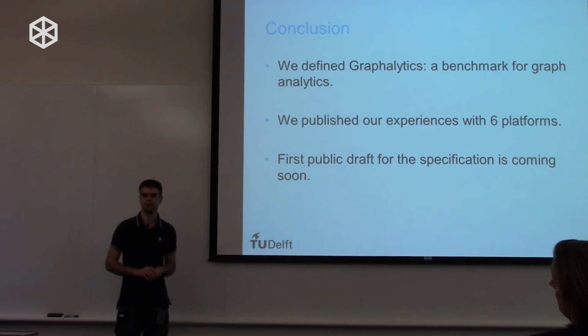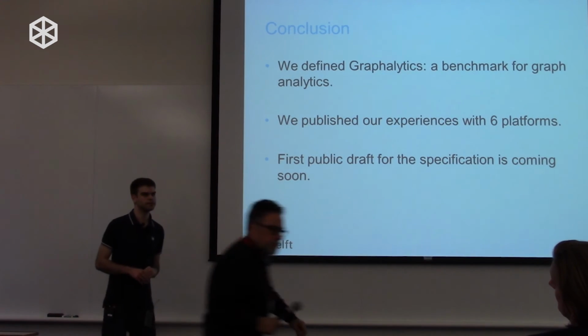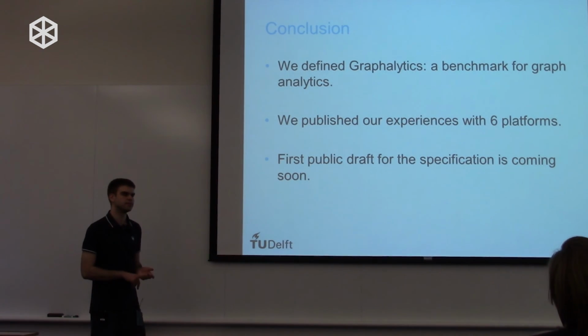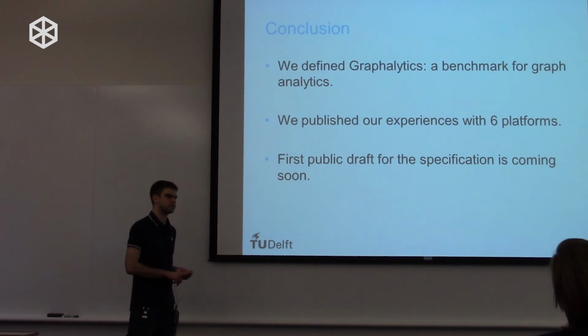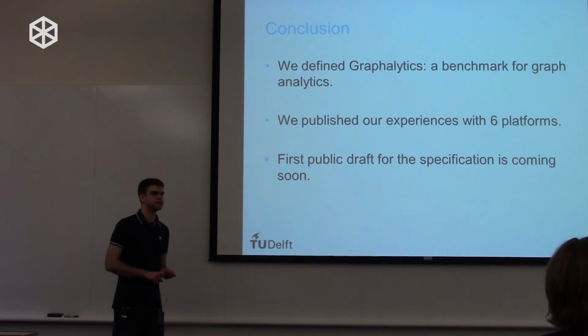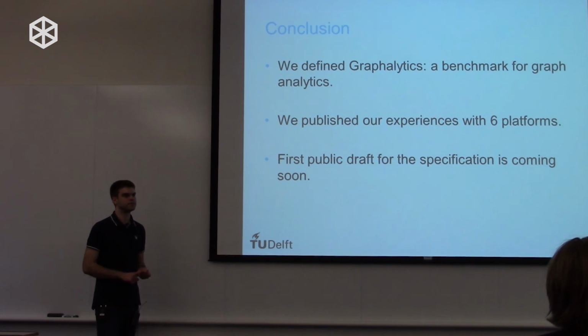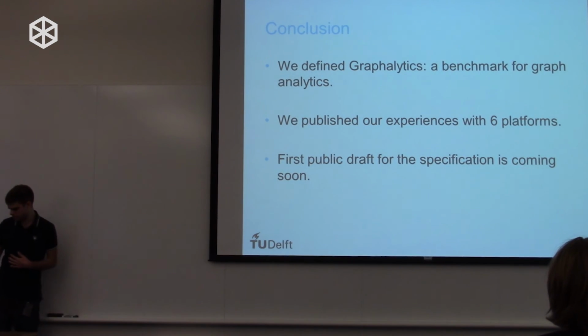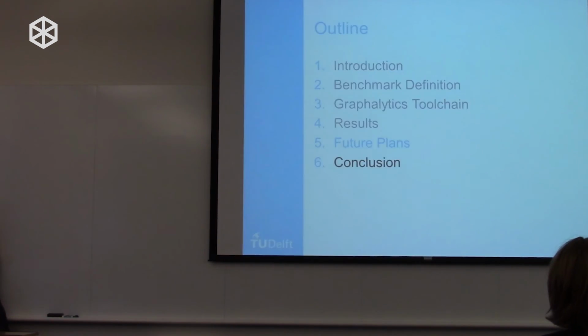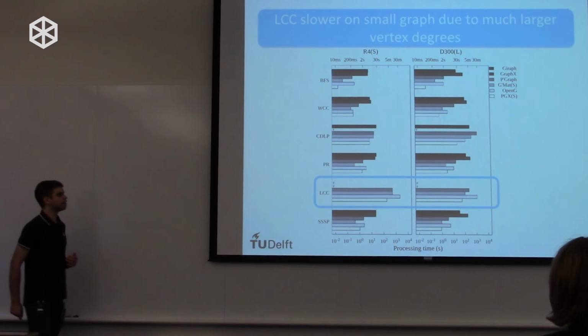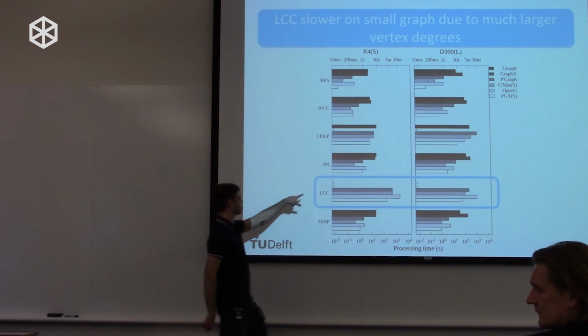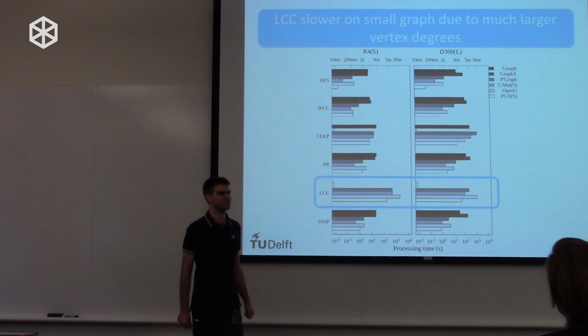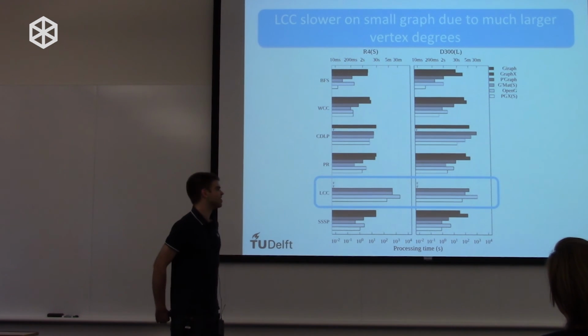More questions? On the performance graph for local clustering coefficient, Giraph and GraphX are missing. Any reason? Yeah, there's a tiny F here, which means that they failed. I think for both of them, actually, they ran out of memory. So they were actually hard crashes.